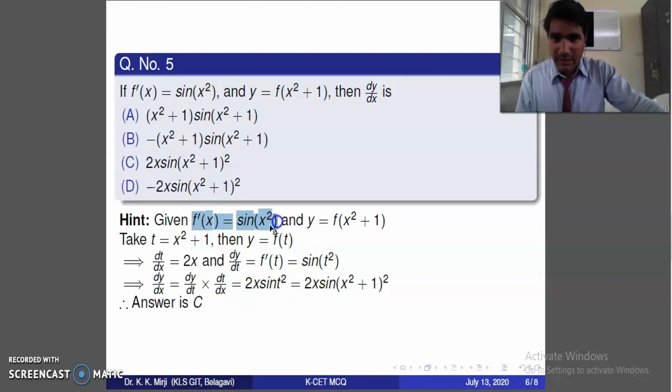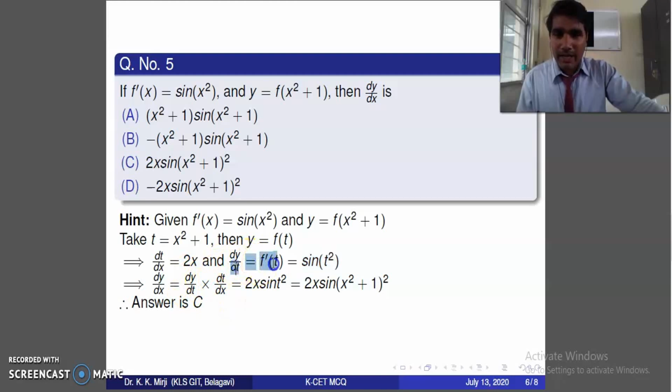So f dash of t, that means f dash of x they have given, f dash of x is equal to sine of x square. So therefore here f dash of t becomes sine of t square. Now we want dy by dx, not dt by dx or dy by dt. So to get dy by dx, what we need to do is dy by dt into dt by dx, so dt gets cancelled and you will get dy by dx.